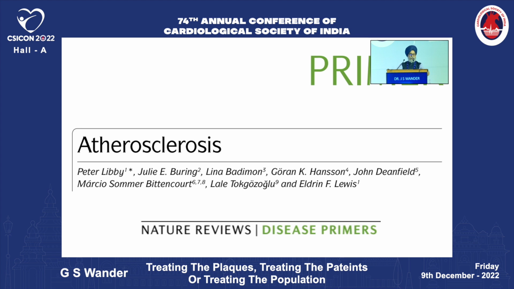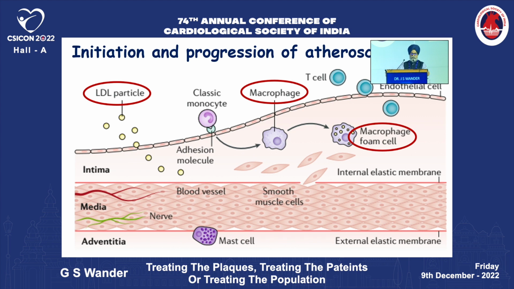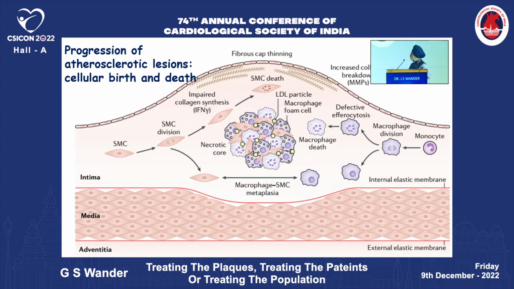Let's look at this article in Nature Reviews, which is from this year only, by Peter Libby and his group. This is very familiar to all of you, and we all know that it is the LDL particle which, when oxidized, gets engulfed by the monocytes, and that forms the classical macrophage. The smooth muscle cell also contributes to the thick lipid core of an atheromatous plaque.